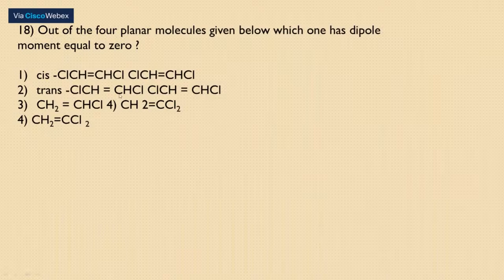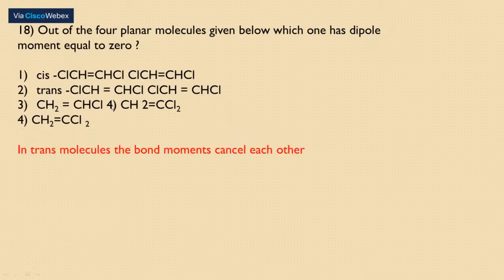Out of the 4 planar molecules given below, which one has a dipole moment equal to 0? The cis form of this particular molecule, the trans form of this, and then, actually this is repeated over here, just don't consider it, CH2 double bond CHCl, and CH2 double bond CCl2.